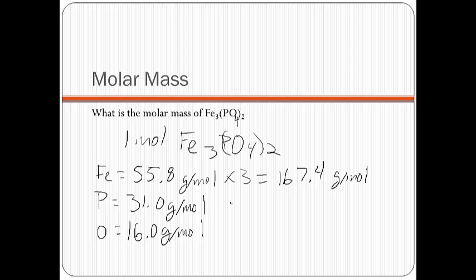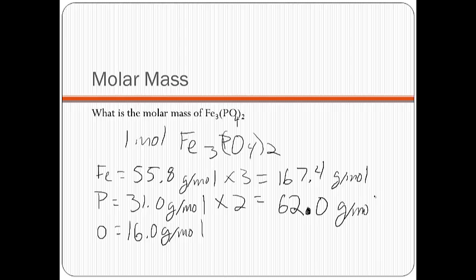grams per mole. Alright, for phosphorus, you got to be careful. You look inside the subscript first. There's nothing written here, so it's a 1. But there's a 2 outside. Remember, that 2 multiplies in. So we have 2 phosphorus. So 31.0 times 2 is 62.